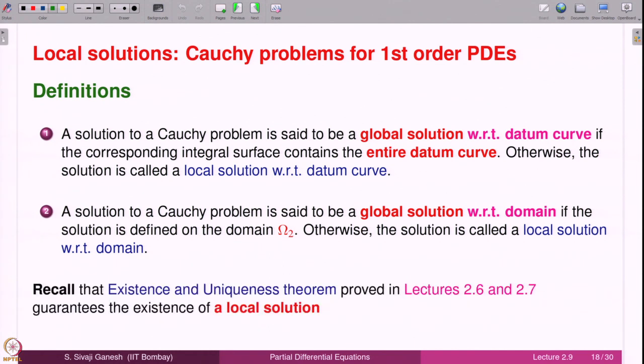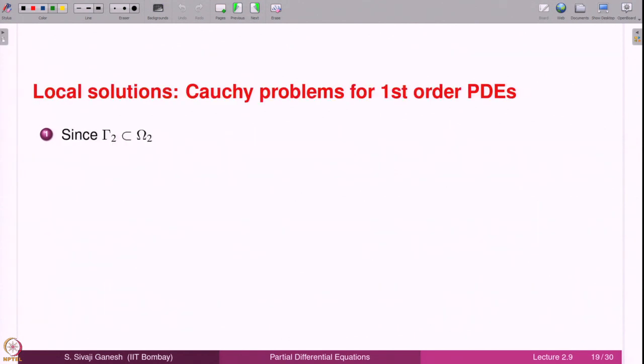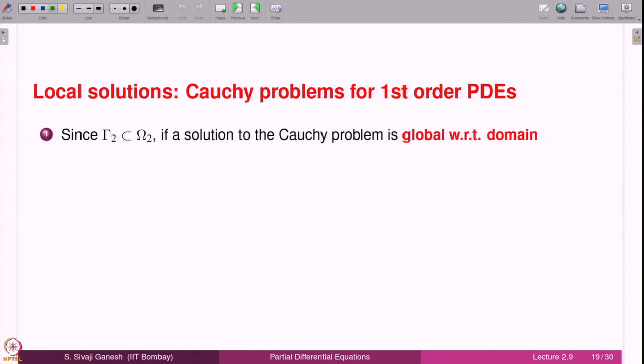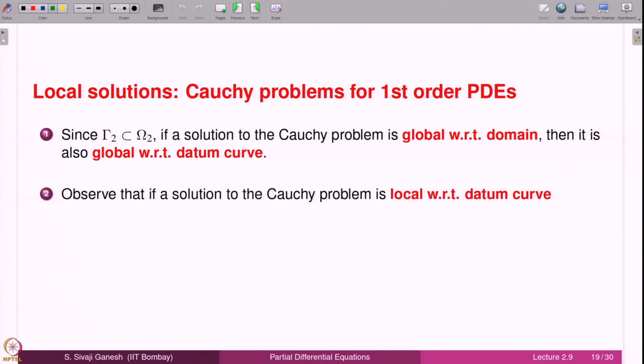Recall the existence and uniqueness theorem proved in lectures 2.6 and 2.7. The theorem guarantees the existence of a local solution with respect to datum curve and with respect to domain, both. Now, since gamma 2 is a subset of omega 2, if a solution to the Cauchy problem is global with respect to domain, that means it is defined throughout omega 2, it is also defined throughout gamma 2. Gamma 2 is a projection of gamma, so it should be global with respect to datum curve. Observe that if a solution to the Cauchy problem is local with respect to datum curve, then it is also local with respect to domain.